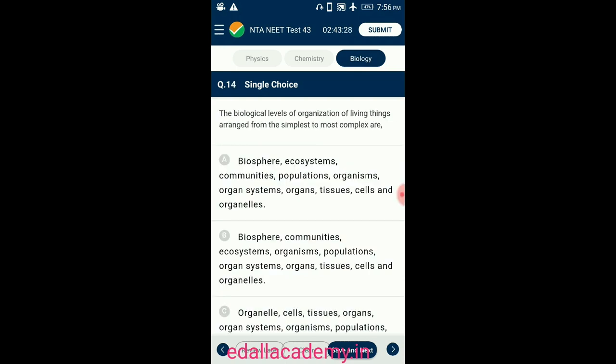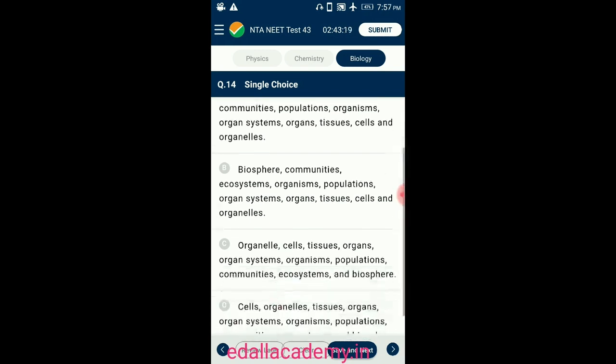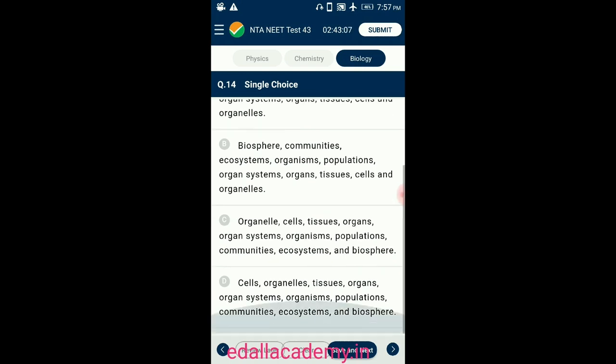Question number 14. The biological levels of organization of living things arranged from the simplest to most complex are. The biological levels of organization of living things arranged from the simplest to most complex are organelle, cells, tissues, organ system, organisms, population, communities, ecosystem, and biosphere. So the answer for this question is option C.